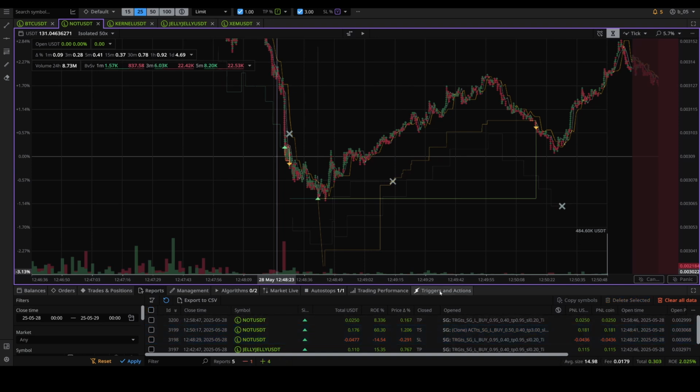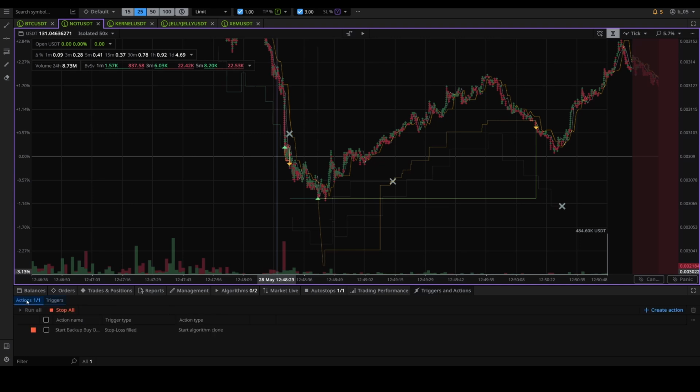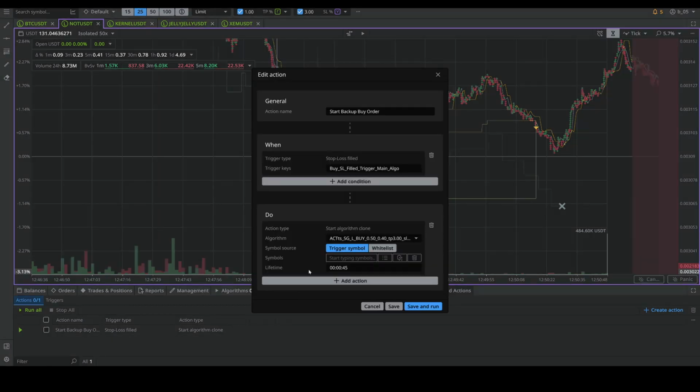I think I forgot to explain the cloned algorithm. So here under actions, it's not running, so I have to stop it in order to show you what's inside. So here it's the name of the action. You can put in here whatever you want, but here it's important to have the same trigger name as in your original algo, the one that you trade with, not the backup. And here under the do section, you select your backup algo. It's called action test.